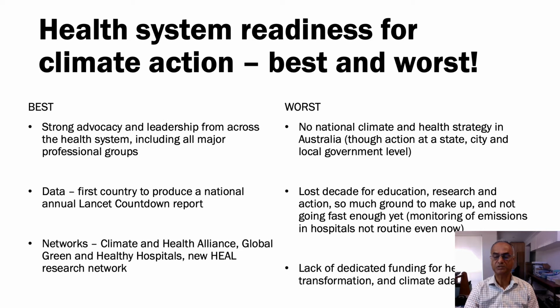In terms of the best and worst of health system responses, major health professional groups in Australia have been almost universally supportive of the need for climate action on health grounds. Australian researchers are doing their best to get the facts out there. We were the first country to produce our own annual country report to complement the International Lancet Countdown work, and it has been estimated that the health sector contributes 7% of all emissions in Australia, a considerable amount. We also have well-established networks of climate and health activists and researchers trying to make connections with and influence policymakers.